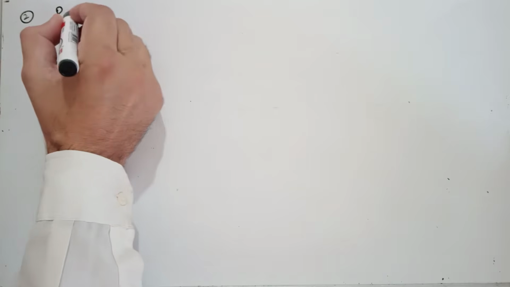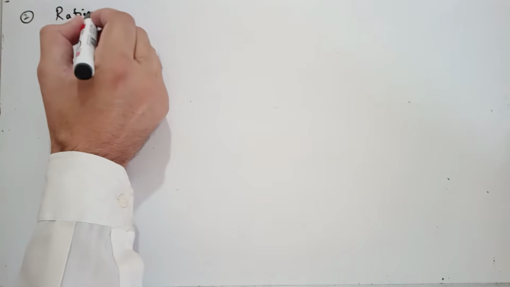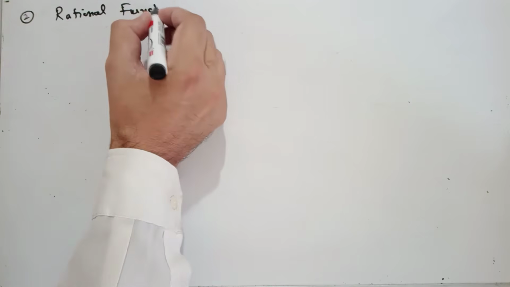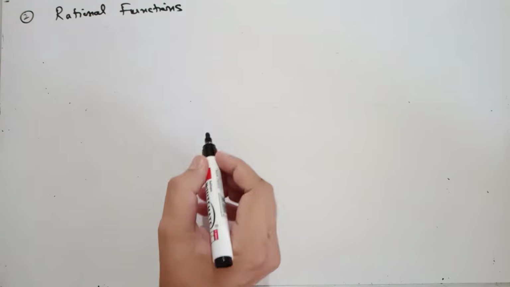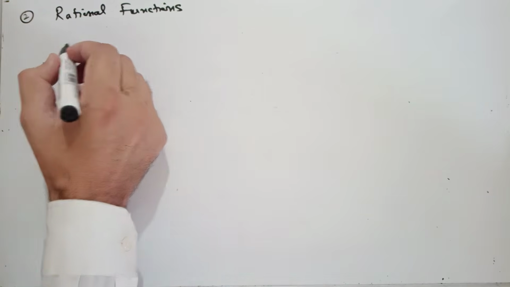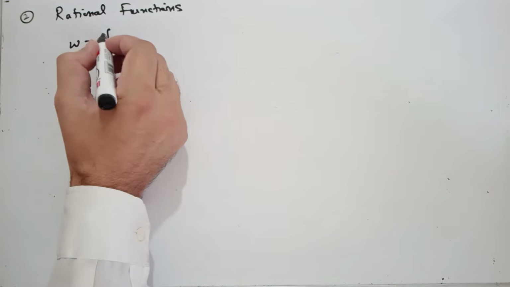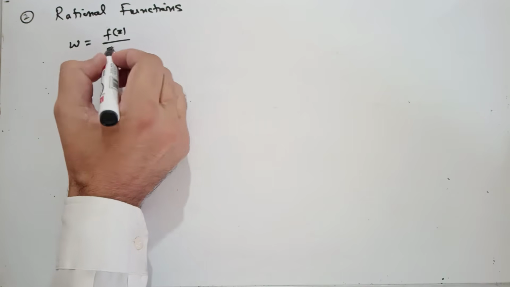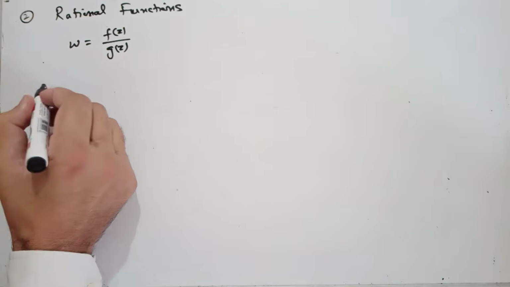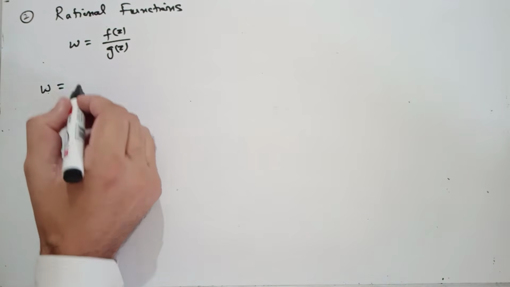Next elementary functions are rational functions. You are familiar with real rational functions, functions of the type f(x) over g(x). So in complex functions, of the type f(z) over g(z), where g(z) is non-zero of course, f(z) and g(z) are polynomials. Such a function is rational. Let's see some specific examples.